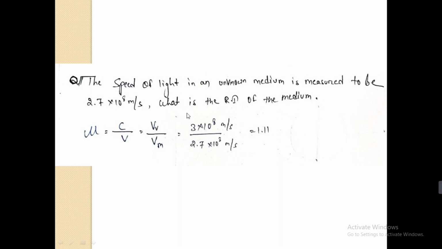Next question. The speed of light in an unknown medium is measured to be 2.7 into 10 to the power 8 meter per second. What is the refractive index of the medium? So in this case refractive index equals C by V, velocity in vacuum divided by velocity in medium. We know 3 into 10 to the power 8 meter per second is the velocity of light in vacuum. Here 2.7 into 10 to the power 8 meter per second is given as the velocity of light in the medium. So the refractive index is 1.11.